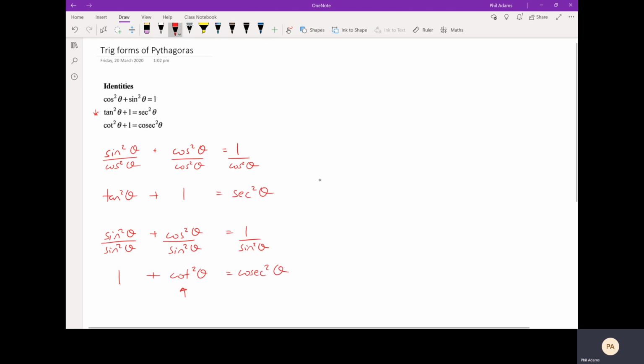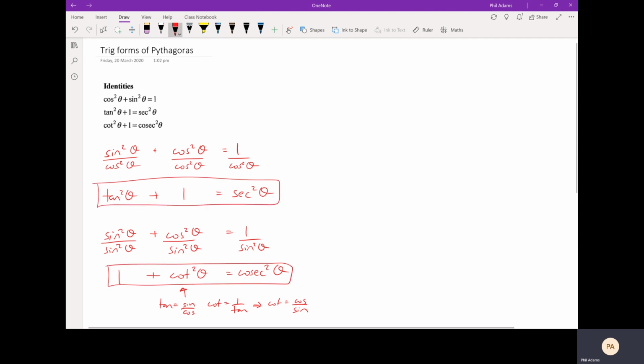So again, this one here comes from the fact that tan is sine over cos. And because we know that cot is 1 over tan, it follows that cot must be equal to cos over sine. So that's where that comes from. But anyway, that's the derivation of them. Really, you just need to be able to use them. But those are the two extra ones that you'll see. So they're not magic, they haven't just been made up or come from nowhere. They're actually all based around that first identity, sine squared plus cos squared equals 1.